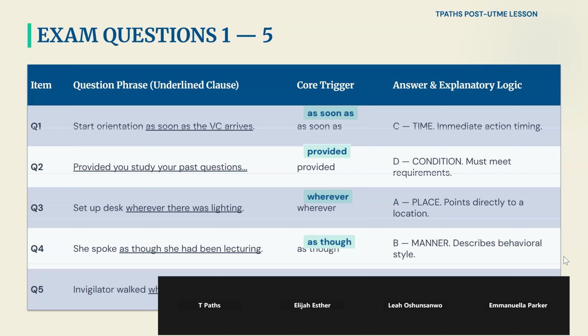The second one: "Provided you study your past question, you will pass your exam." I think these questions are not complete. Okay. "Provided you study your past question, you will pass your exam." You can see that there's a condition applied to this. The trigger word there is "provided," so the condition must meet the requirement. So you know that that is condition.